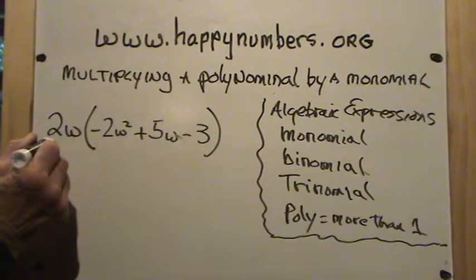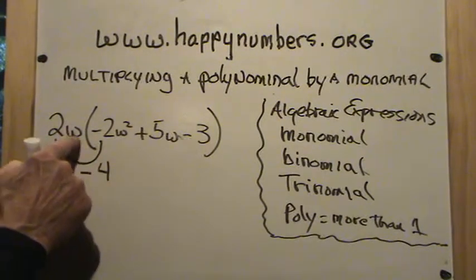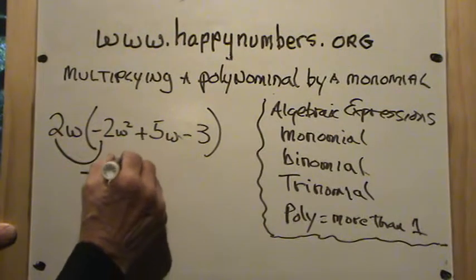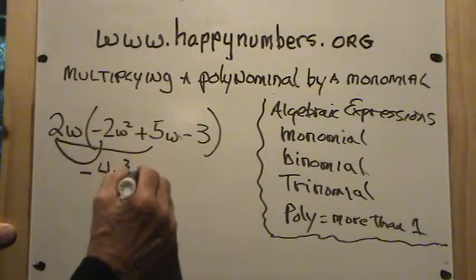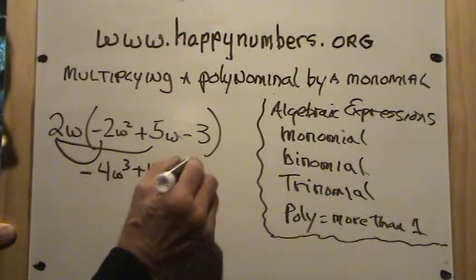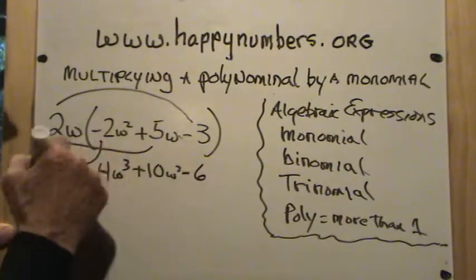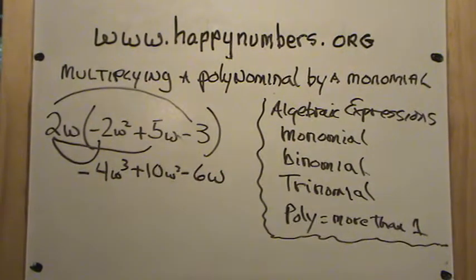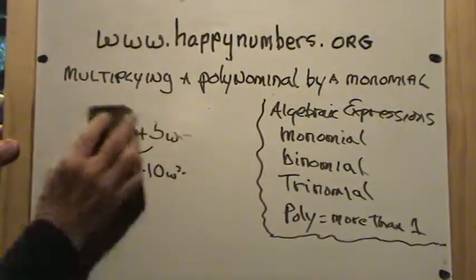We multiply our coefficients. Positive 2 times negative 2 gives me negative 4. W to the first, w to the second gives me w to the third. 2 times positive 5 gives me positive 10. W to the first, w to the first gives me w to the second. And then 2 times negative 3 gives me negative 6. W to the first, no w, so it's just w. Very good.